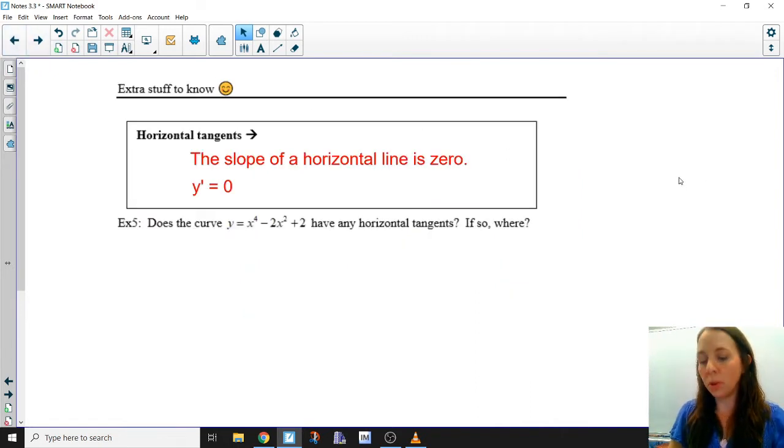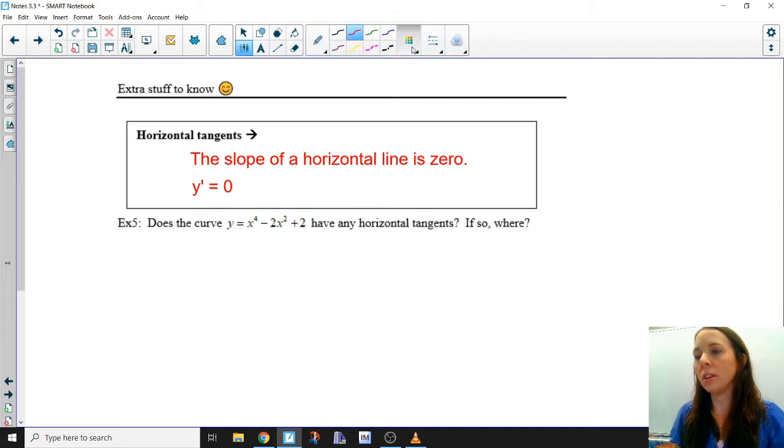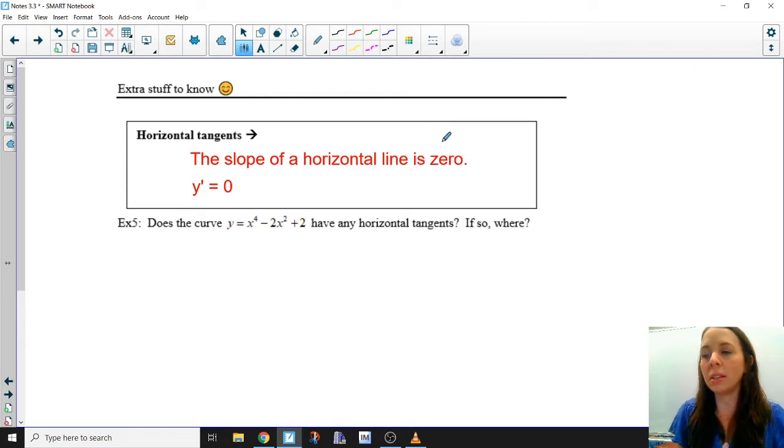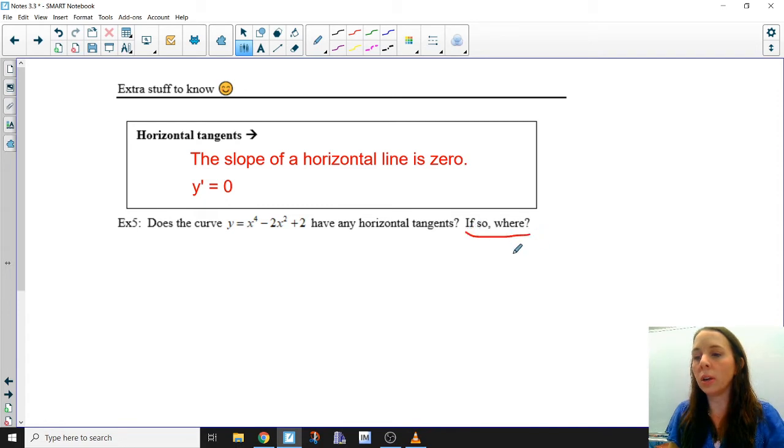For right now, we're going to stick with some basics, and that is looking at a function, and maybe without graphing it, could you just look at the function and say where its horizontal tangents are going to be? Yes, we can. It's pretty easy too. First of all, the if-so, where question, meaning if there are horizontal tangents, where are they? What we're going to identify are just the x coordinates where they're happening, meaning where they occur along the function's domain.